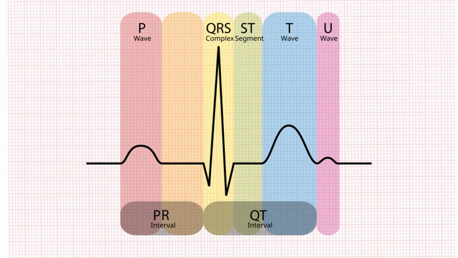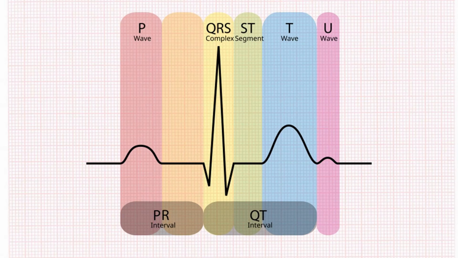When we talk about what shows up on the piece of paper with an EKG, there's a P wave, there's a QRS complex, there's an ST segment, T wave, and a U wave. And each of these have different representations for what is happening in the heart, as well as pathology that happens with delays in these intervals.